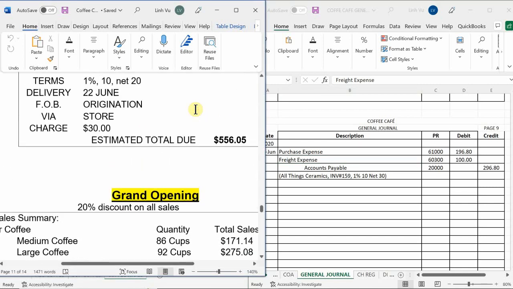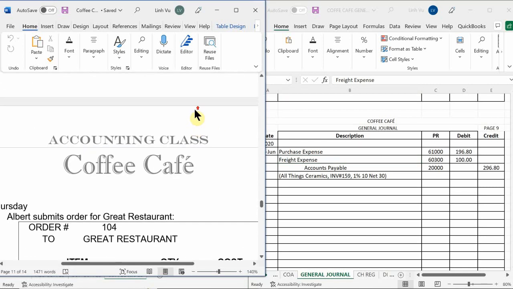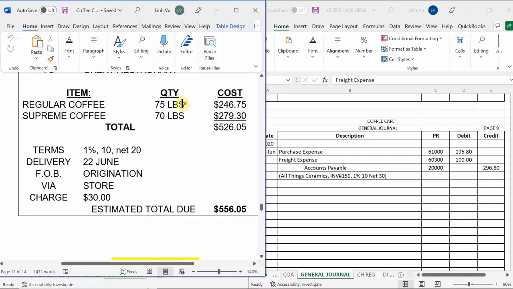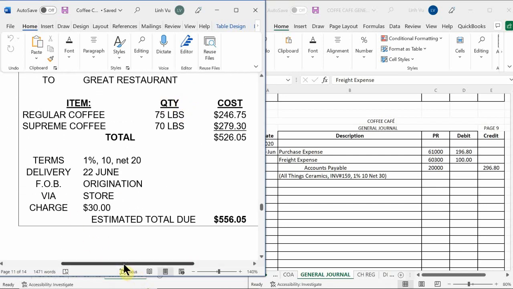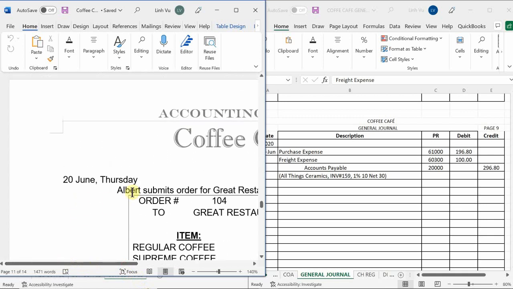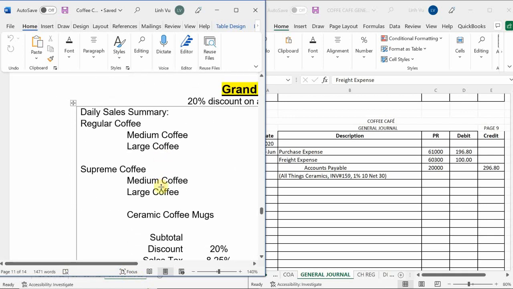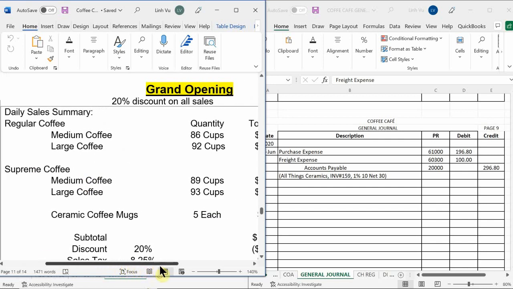So once again, where we last left off is we finished up everything for the transaction for the day of June 20th. The only thing that we have left to do is the grand opening sales. So here we are. On the 20th of June, this is what happened.